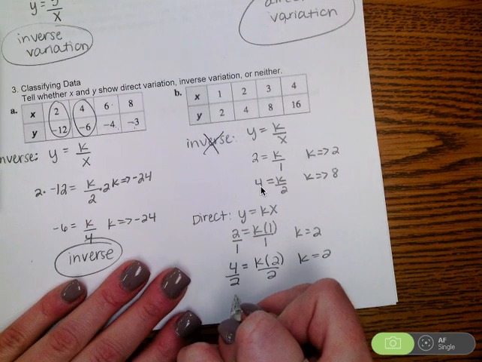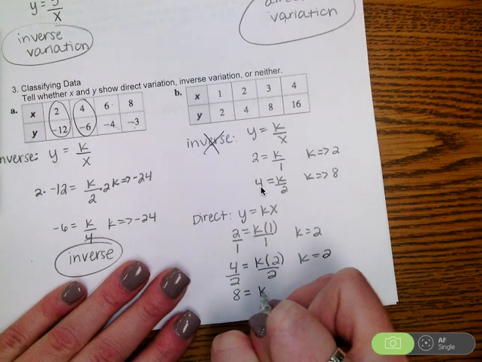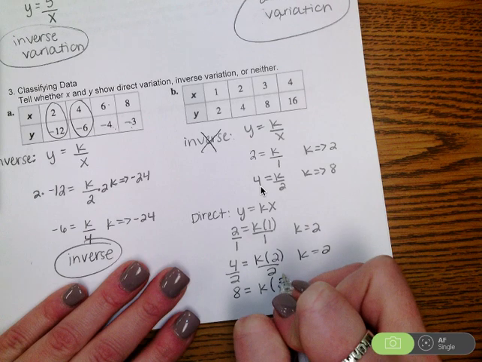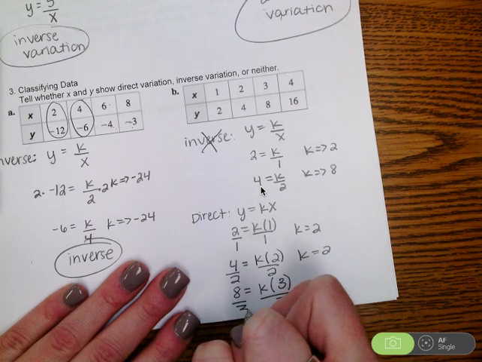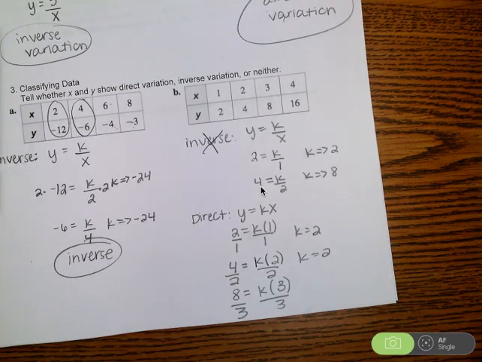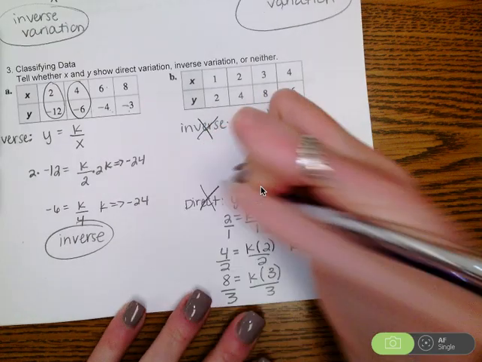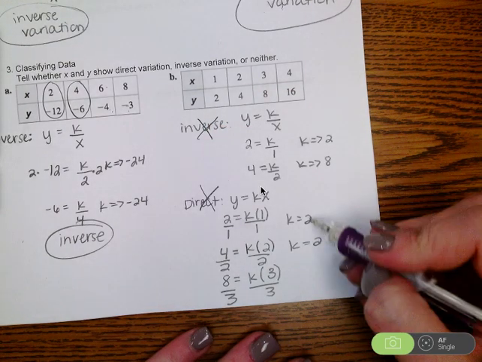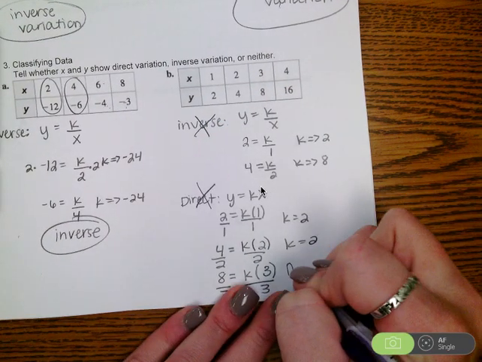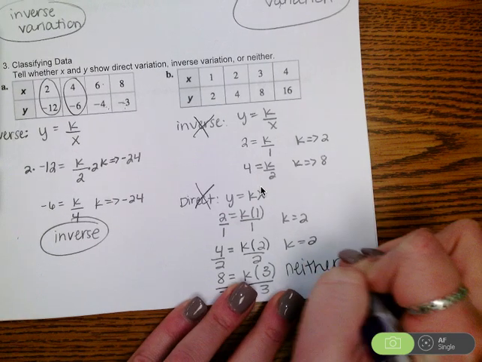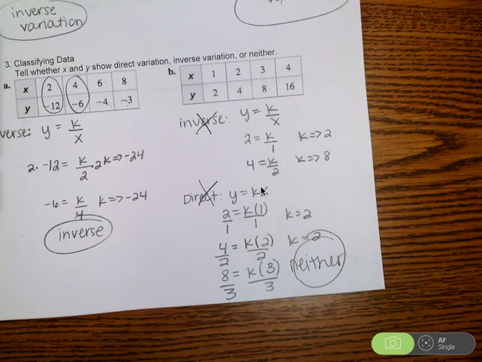Let's keep going. Let's make sure it works. 8 is equal to the k value times the x value, which is 3. If you divide by 3, divide by 3. Well, 8 divided by 3 is 2 point something, something, something. Okay, so this means that the k values are not going to match, so it's not direct either. If it were direct, that k value would be the same all the way through. So this would be an example of something that is neither direct nor inverse. Okay. Hopefully that makes a little more sense. If it doesn't, I can help you out when I get back.